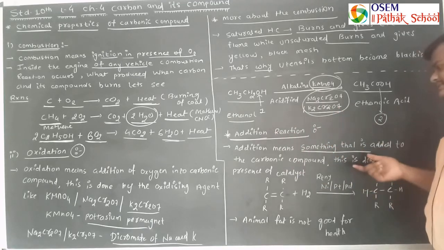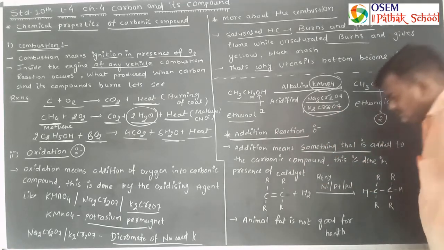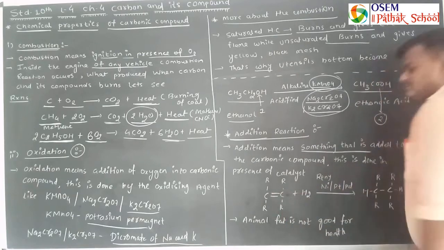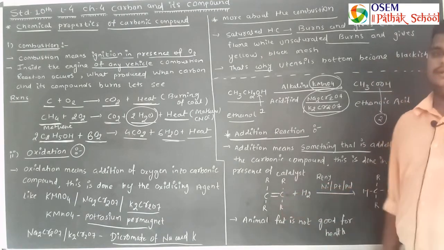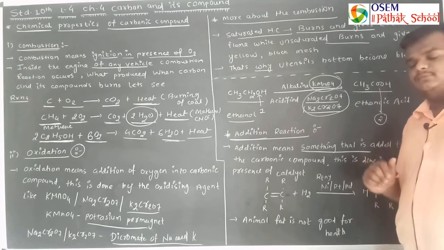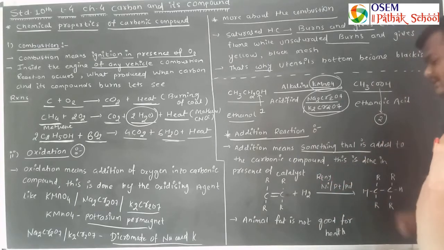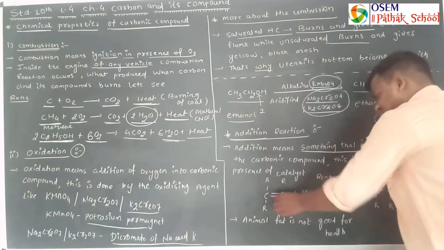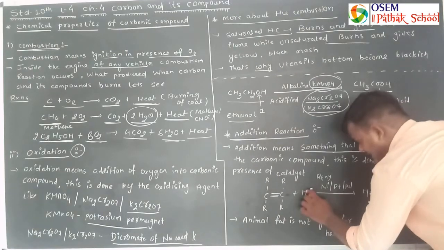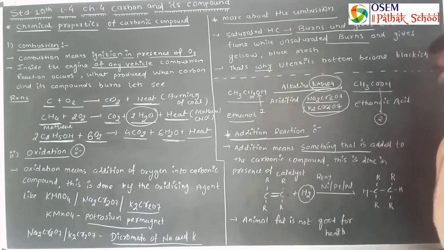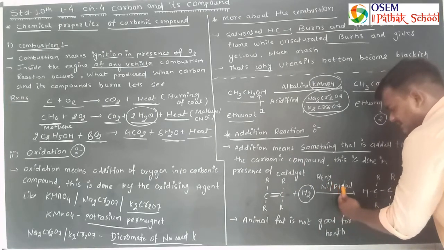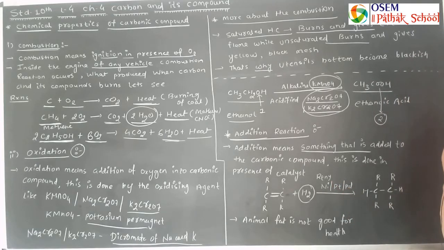What happens in the addition reaction? So this is our double bond compound. This means it is unsaturated. I already told you, double bond and triple bond compounds are unsaturated in nature. So this is our double bond carbonic compound, and I want to add hydrogen gas to it. Here the presence of nickel metal, platinum metal and palladium metal is necessary as catalysts.